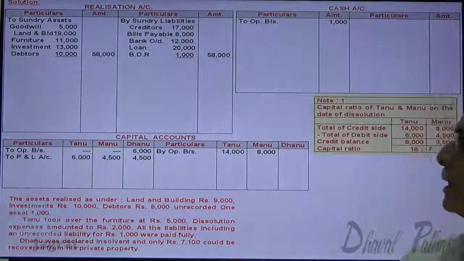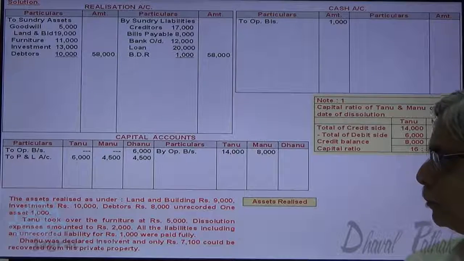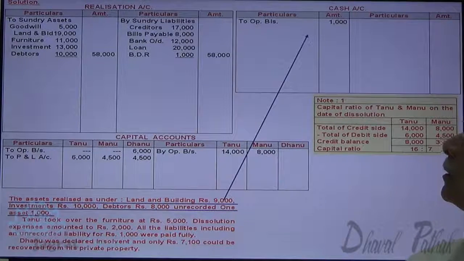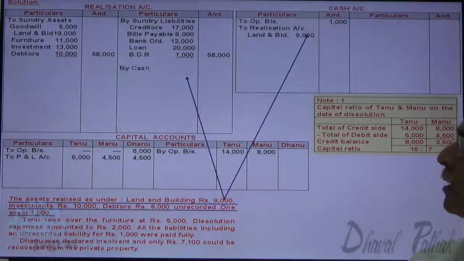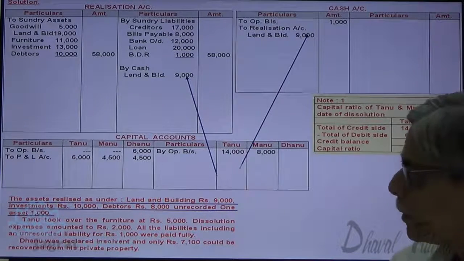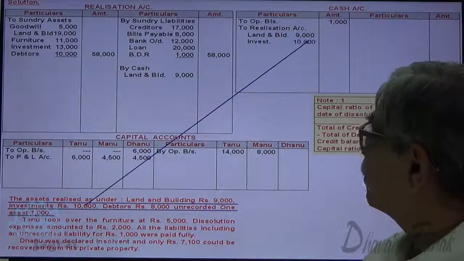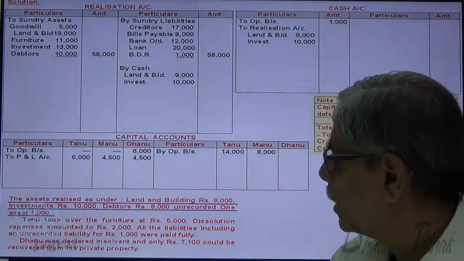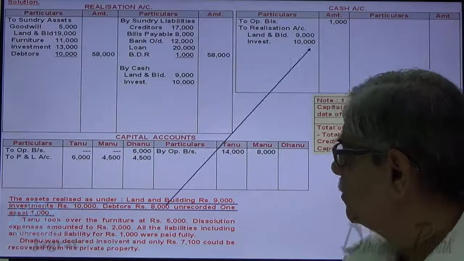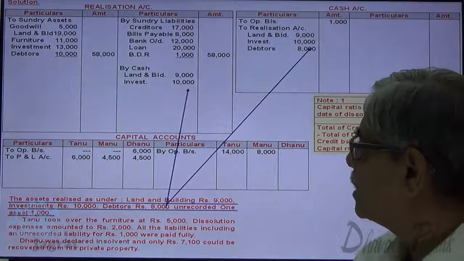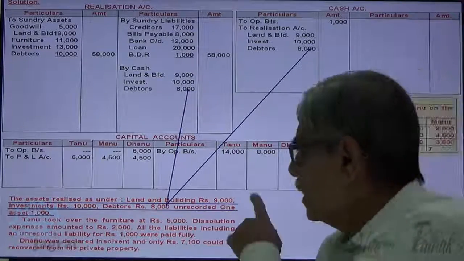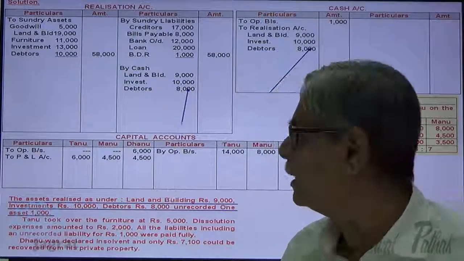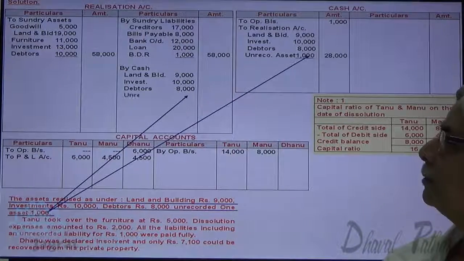Now I want to realize assets. Land and building realized for 9,000. Cash account debit to realization account credit. Investment realized 10,000. Cash account debit to realization account credit. Debtors 8,000. Cash account debit to realization account credit. Unrecorded one asset realized 1,000. Journal entry for that is same. Cash account debit to realization account credit.